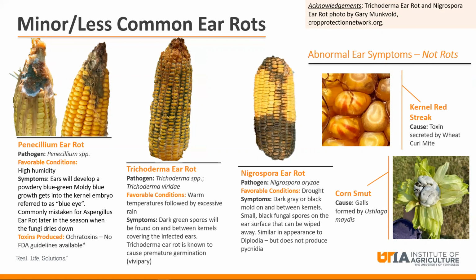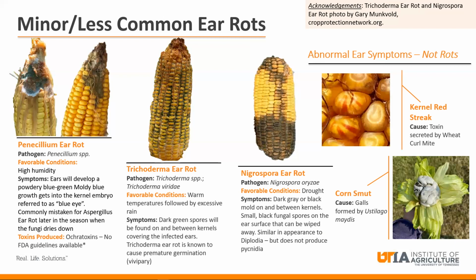You might have heard the term blue eye. This is when the mold actually grows underneath the skin of the kernel, at the kernel embryo, and it's called blue eye. It's also usually associated with ochratoxins. However, there are no FDA guidelines available for this right now.